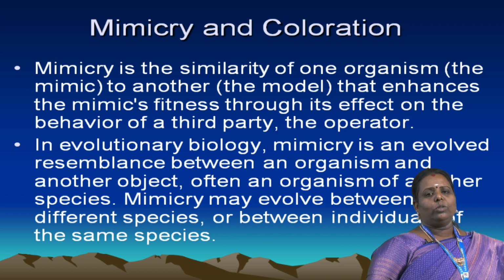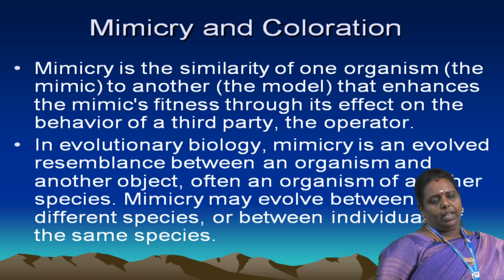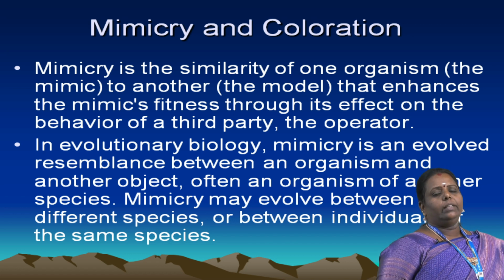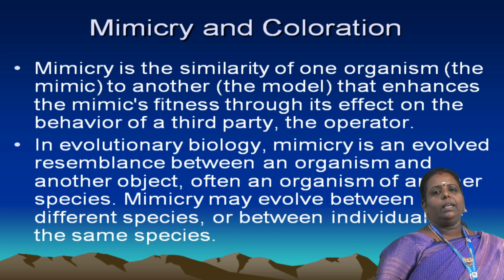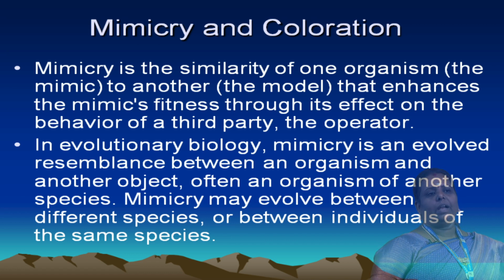Animals also do the same, looking like another animal. Birds look like another animal, snakes too, and butterflies too. There are so many examples of mimicking another organism. In evolutionary biology, mimicry is an evolved resemblance between an organism and another object, often another species. Mimicry may evolve between different species or between individuals of the same species.